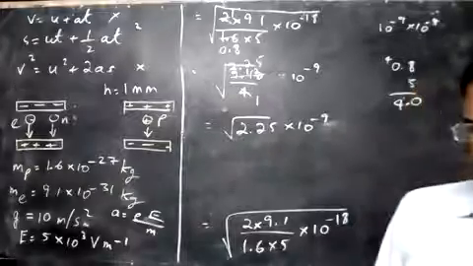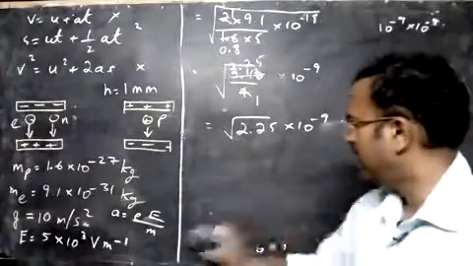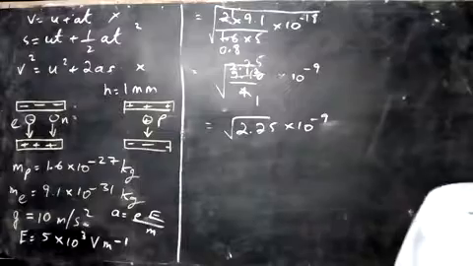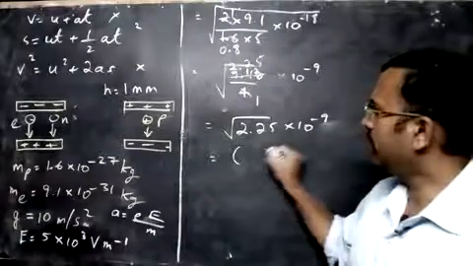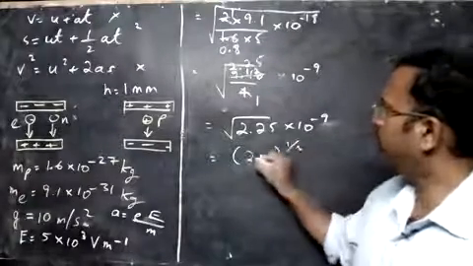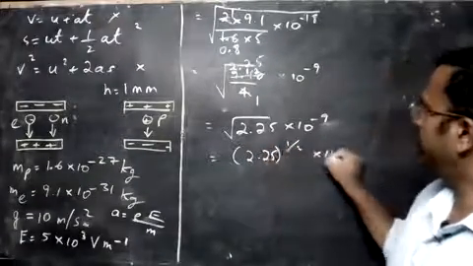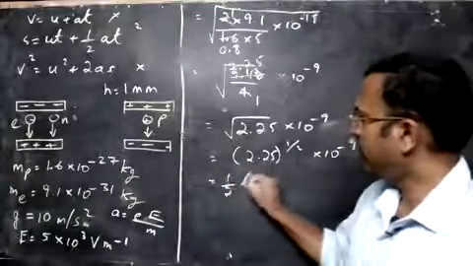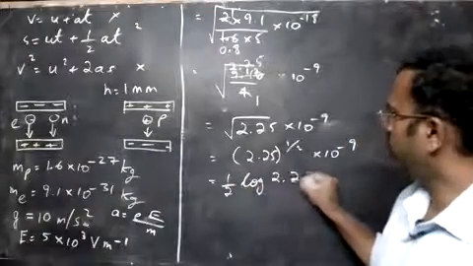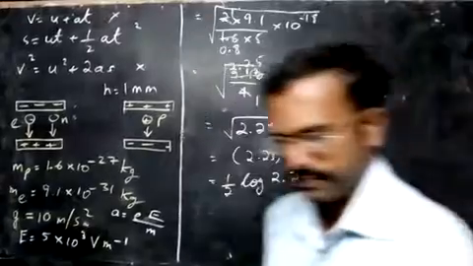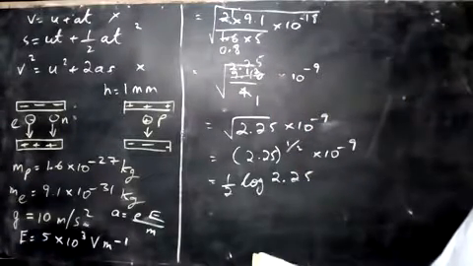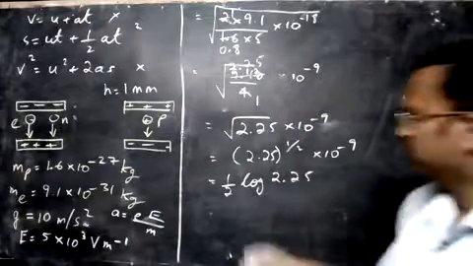Okay, so for this, how to do? Root. Okay, it takes some long time to do calculation. So what we do? We'll use the logarithms. Okay, root means what? Power half. So 2.25 power half into 10 power minus 9. We'll use logarithms, that is half into log of 2.25. Okay, let me take the logbook. Logbook here. So log of 2.25. So how to do that?